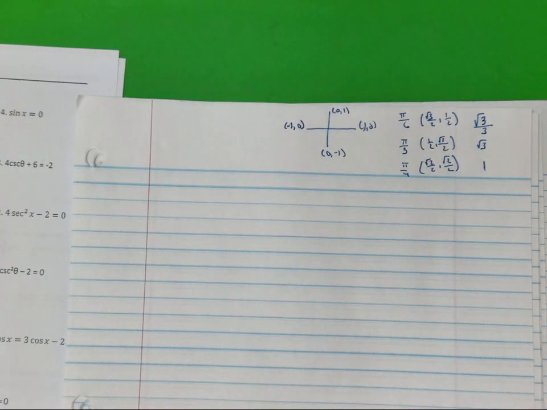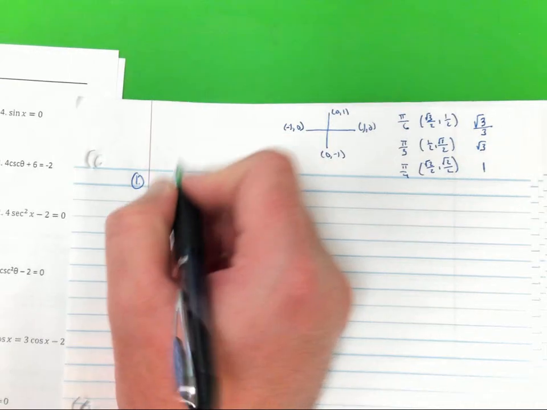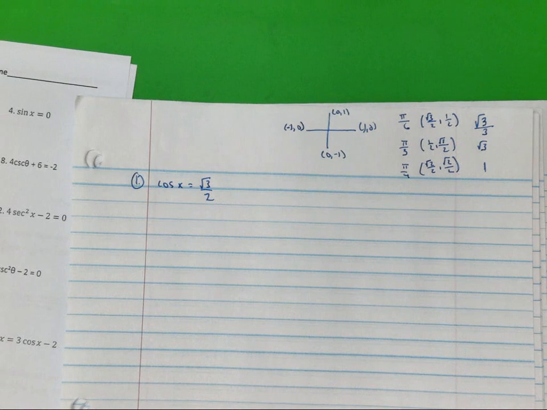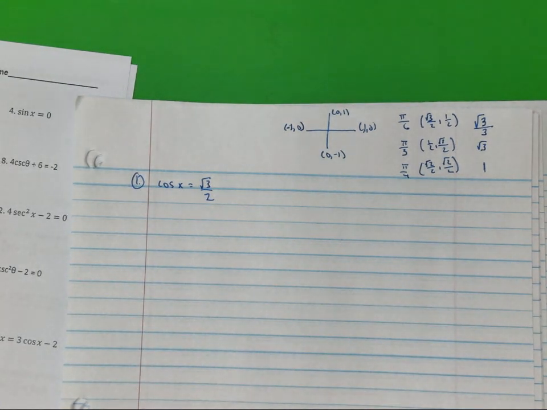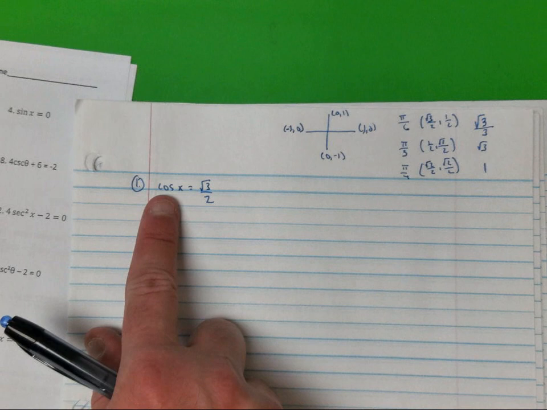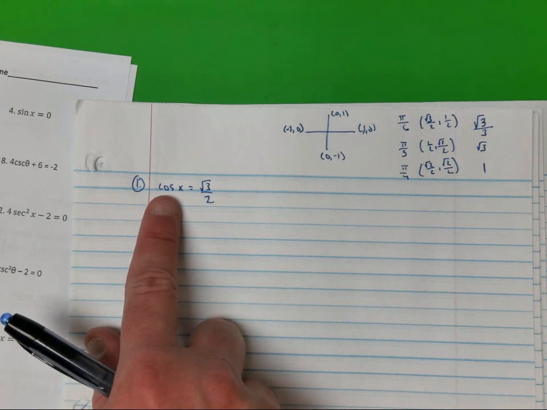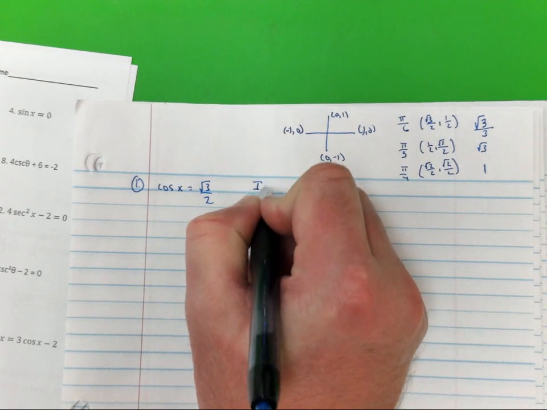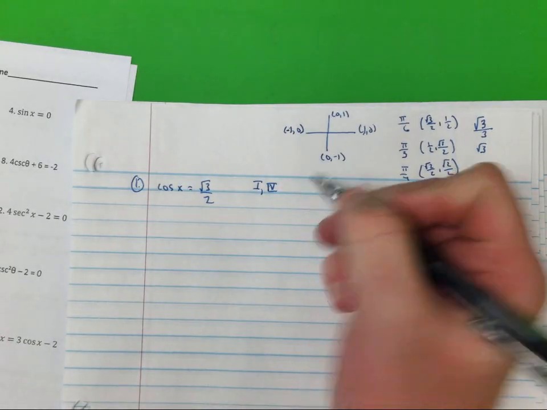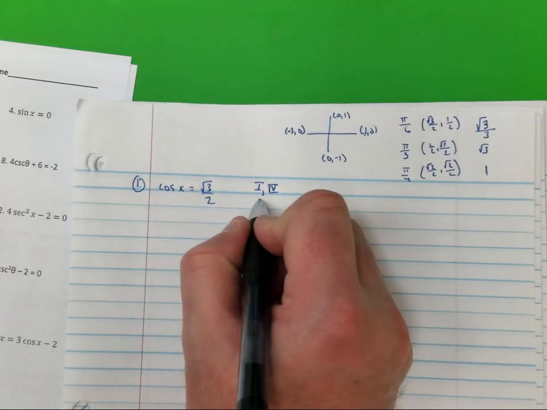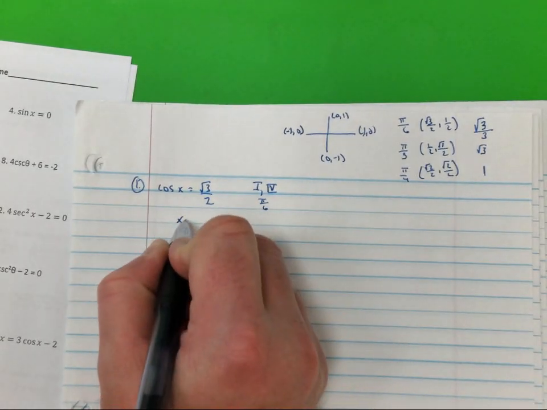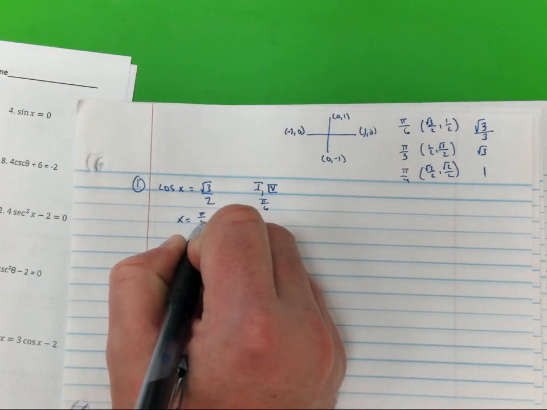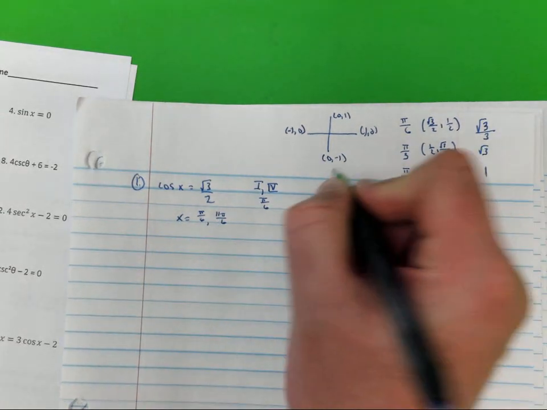Alright, number 1. We have cosine x equals square root of 3 over 2. We have to think what values give me a cosine x equals square root of 3 over 2. Okay, so we're dealing with cosine, so your x value is positive. So we're looking at quadrant 1 and quadrant 4. Which of these has a square root of 3 over 2 as cosine? That's pi over 6. So x equals, we want the pi over 6 family members coming out of quadrant 1 and 4. That's going to be pi over 6 and 11 pi over 6.